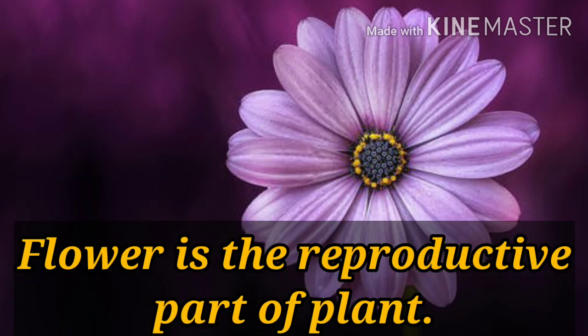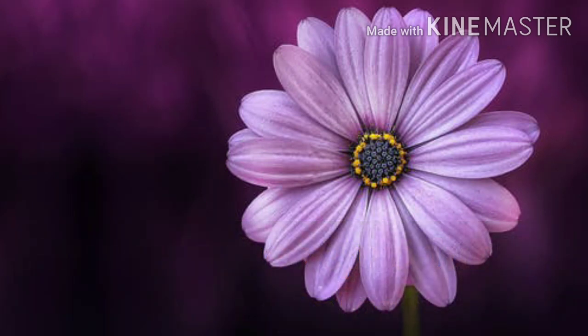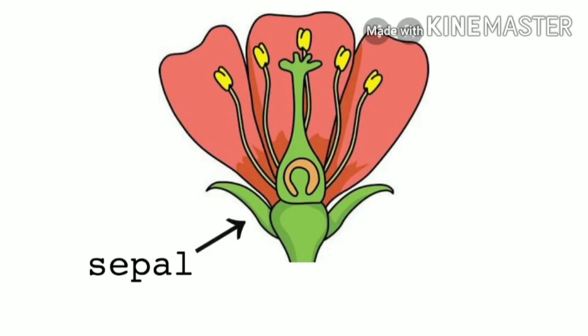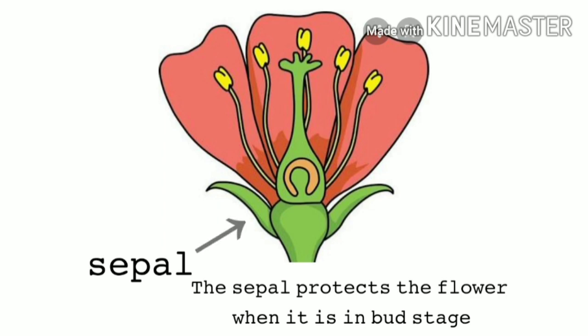But we know the new plant is born from the seed of the fruit. Then how is the flower a reproductive organ? To understand this we need to know more about the flower. Now, this part is called sepal. The sepal protects the flower when it is in the bud stage.